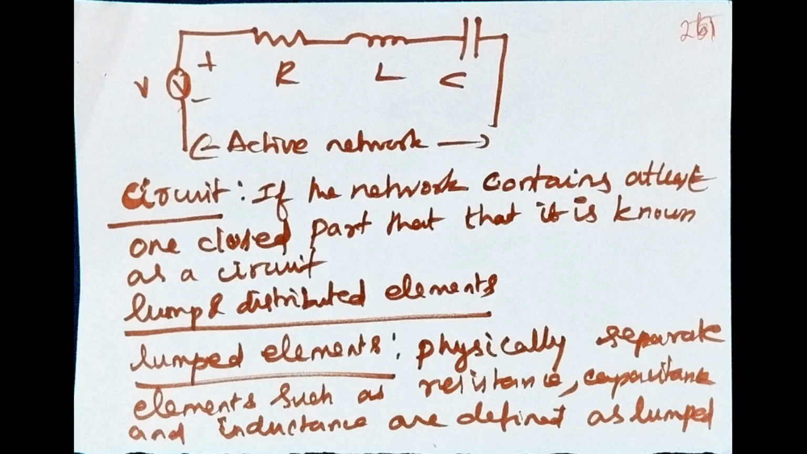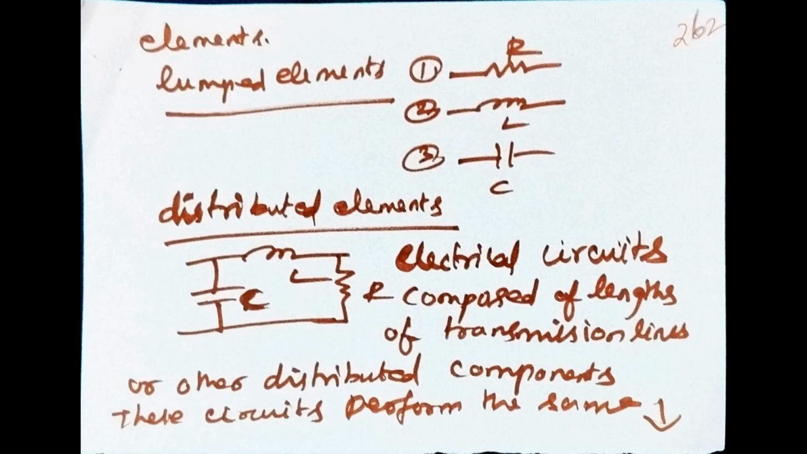Circuit: if the network contains at least one closed path, that is known as a circuit. Lumped and distributed elements. Lumped elements: physically separate elements such as resistance, capacitance, and inductance are defined as lumped elements. Lumped elements: resistance, inductance, capacitance. Circuit shown in figure.